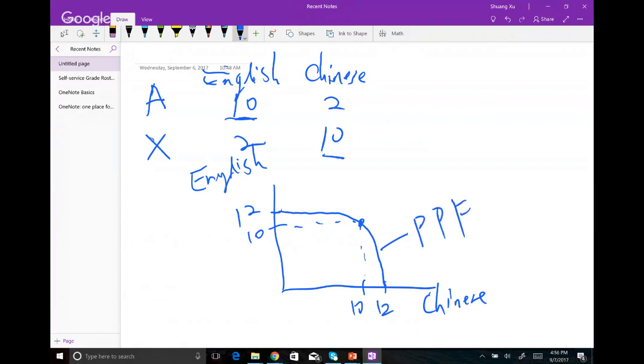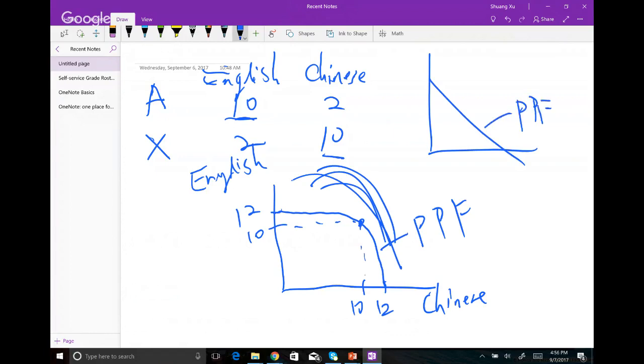And if you look closely, you see how this line is bowed outward, right? The reason it's bowed outward is that we have this specialized production. Person A is good at English, and I am good at Chinese. Another piece of information that this bowed outward PPF shows you is that your opportunity cost is not constant. So remember this: if your PPF is a straight line, then your opportunity cost is constant. But if your PPF is bowed outward, the opportunity cost increases the more goods you produce.